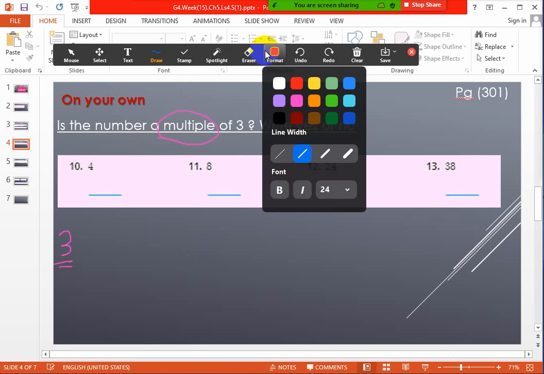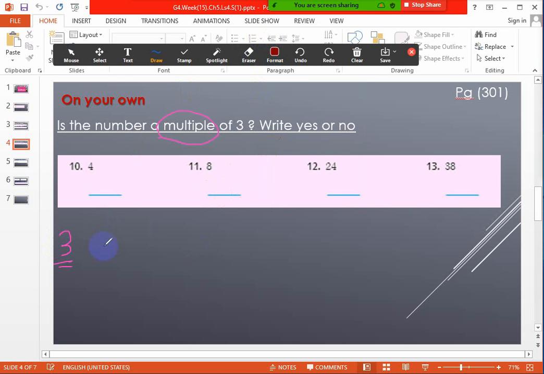So I will write the multiples of 3. Let's write it, girls. What are the multiples of 3? First thing, I have to multiply 3 by 1. So it will be 3. Multiply 3 by 2. It will be what? 3 multiplied by 2 equals 6. Very good. Then 3 multiplied by 3 equals 9. Very good, Bisan.